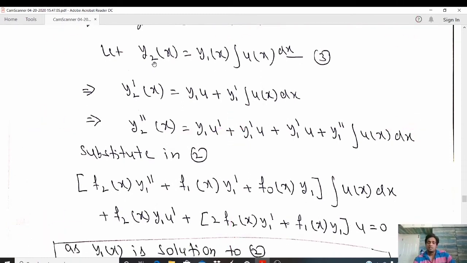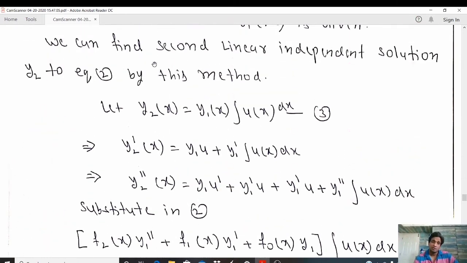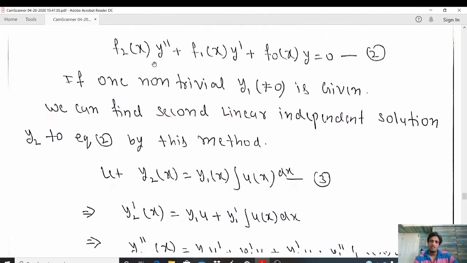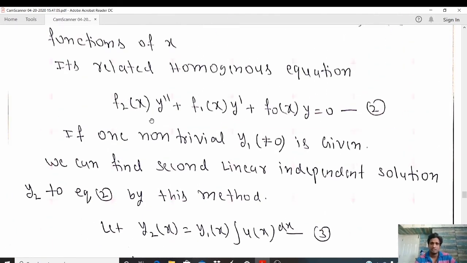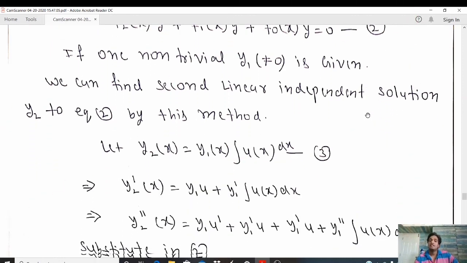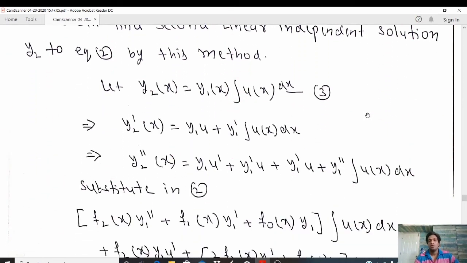Here see, y2(x) is also a linearly independent solution. That means y2(x) also satisfies this equation. So y2(x) satisfies this equation means we have to find y2 double dash and y2 dash; y is already given. So we find all these values and we substitute in equation 2. Then we'll get the u(x) value.